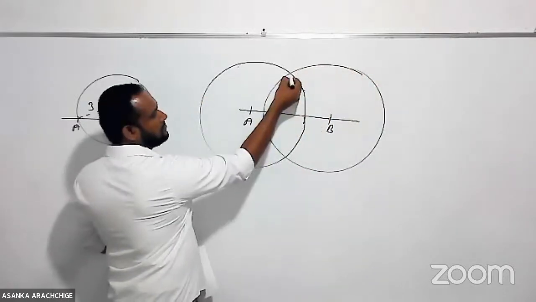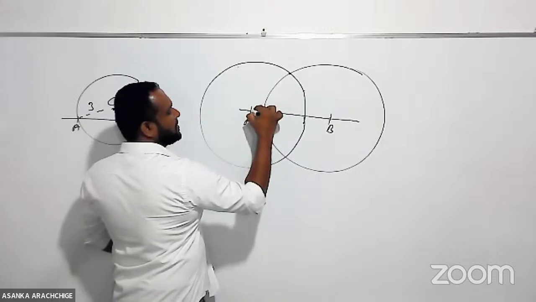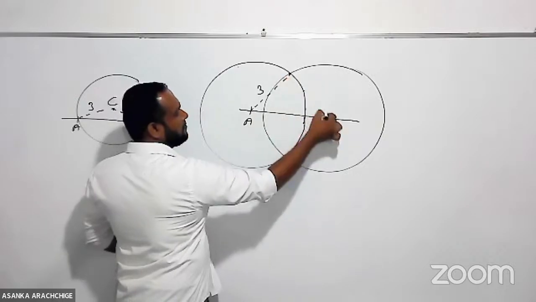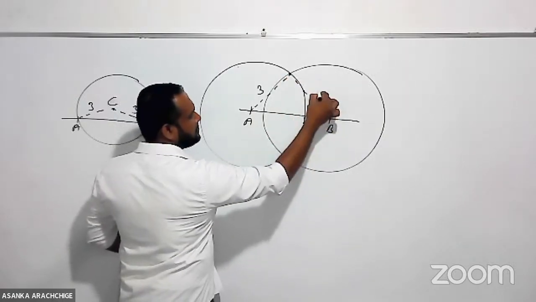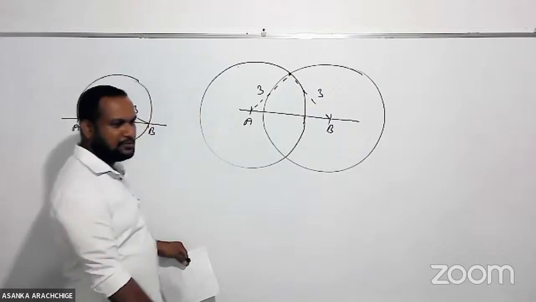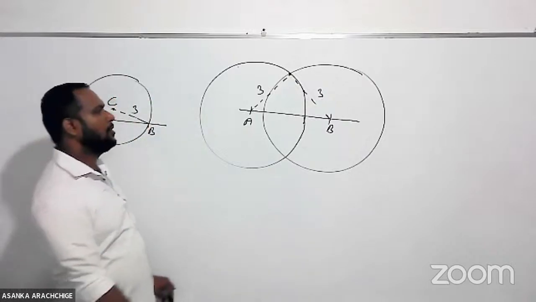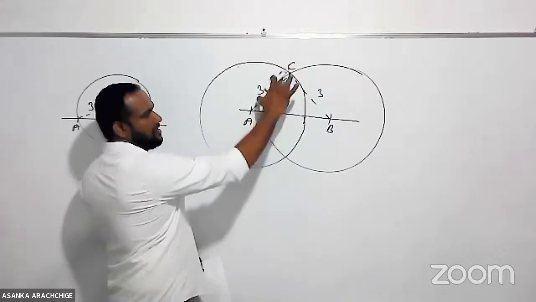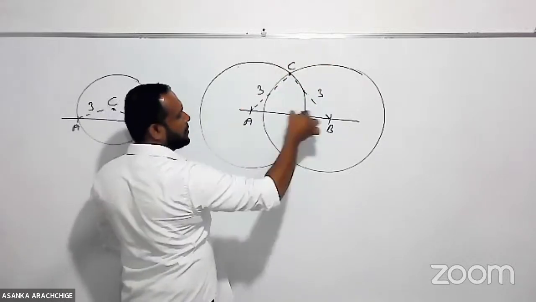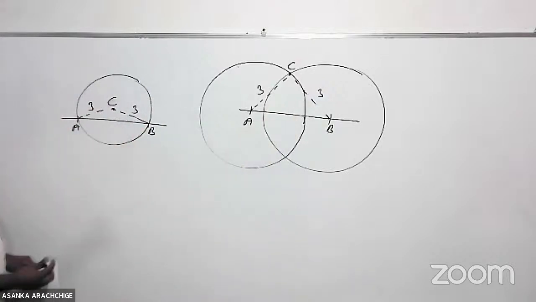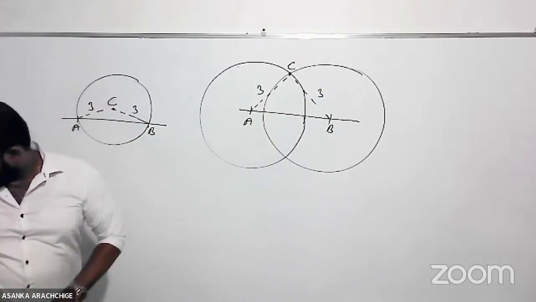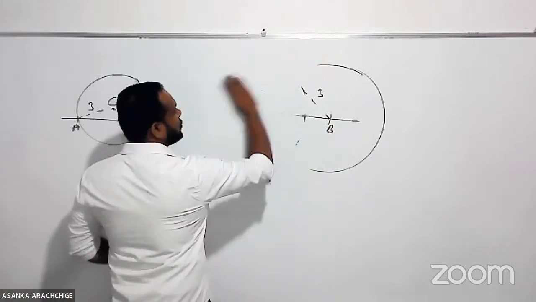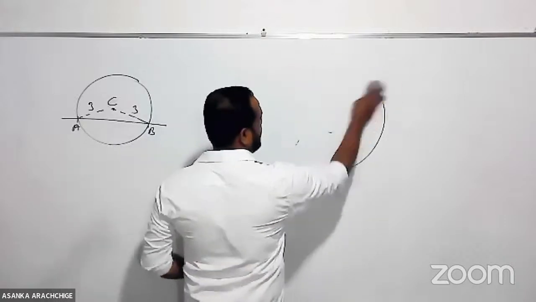Then with the same radius, you can draw another circle like this. Now you know the distance from this point to this point is 3. This point to this point is also 3. Understood? Therefore, if you take this point as C and radius 3 centimeters, you can draw a circle like this. Therefore, this is the construction. You have to show it like this.